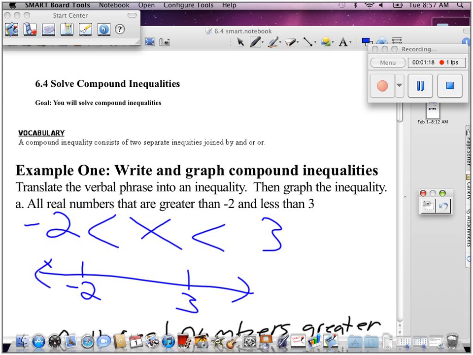Open or closed circles over -2 and 3? Open. And they are connected. Okay? Because x is greater than -2, but x is less than 3.